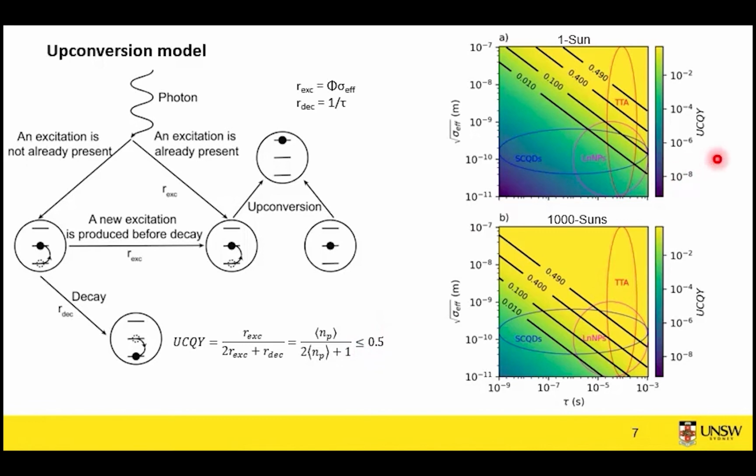So on the right here we have the same color plot as before, but instead of average NP, the color now tells you the upconversion quantum yield. And we can see that at 1 sun, many of the technologies are well below the ideal of 50% currently. And you can see that the saturation region extends a bit when you concentrate your sunlight because the photon flux is higher. So this is an indication of the level of improvement that might be required for some technologies to achieve the upconversion quantum yields that are needed.